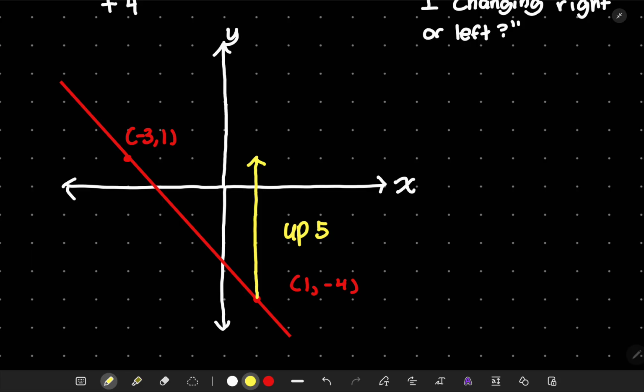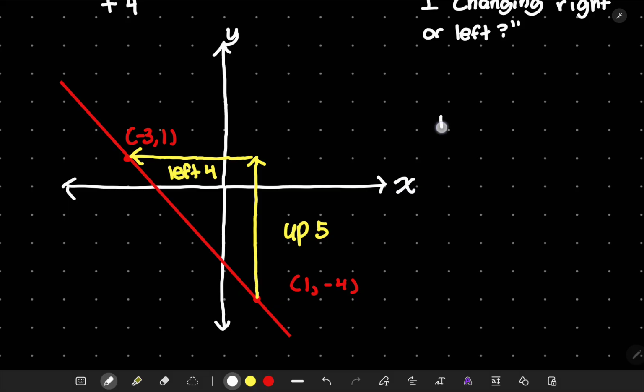Now I ask myself, am I going to go right or left? It doesn't make sense to go to the right, because going to the right is not going to lead me to the right place. Because of that, I'm going to go to the left instead. I count how many times I go to the left: 1, 2, 3, 4. So I go to the left 4. Up 5, left 4.